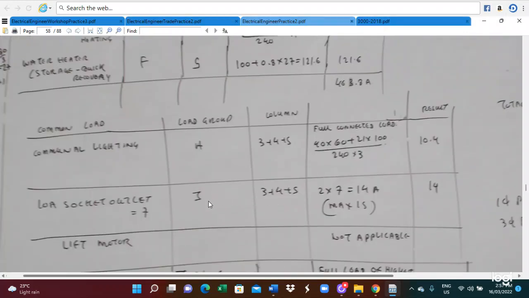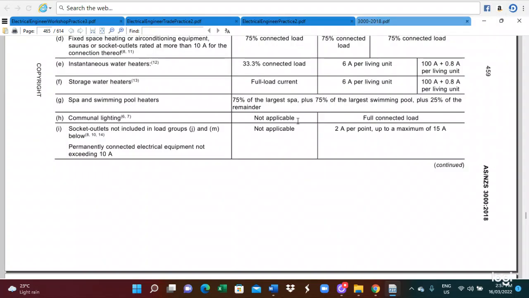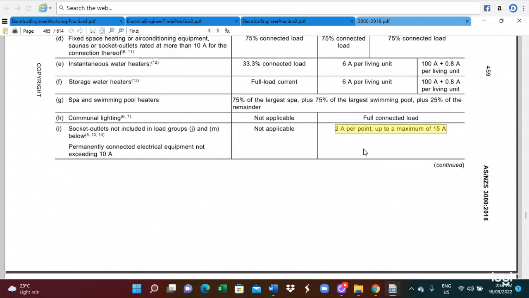Socket outlet is load group I. So the 2 multiplied by 14 we calculated. 2 ampere per point up to a maximum of 15 ampere. So this is a socket outlet not included in load group J. So this is what the computer lighting is. Computer lighting we have to utilize as a load group because it is not included in load group J. So this is for 2 ampere per point. So 2 ampere per point has to be utilized.